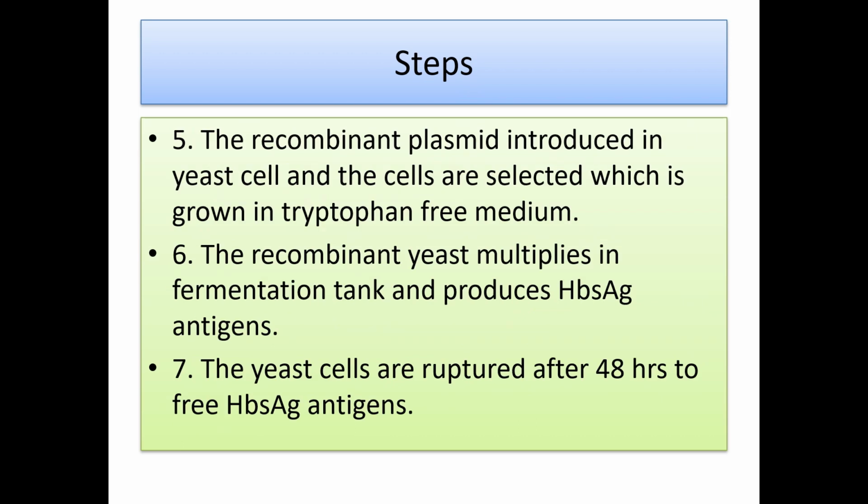Then the recombinant plasmid is introduced into the yeast cell, and the cells are selected based on the marker, and mainly they are grown in tryptophan-free medium. The recombinant yeast multiplies in fermentation tank and produces hepatitis surface antigen in large quantities. Then the yeast cells will be ruptured after 48 hours to free these antigens.